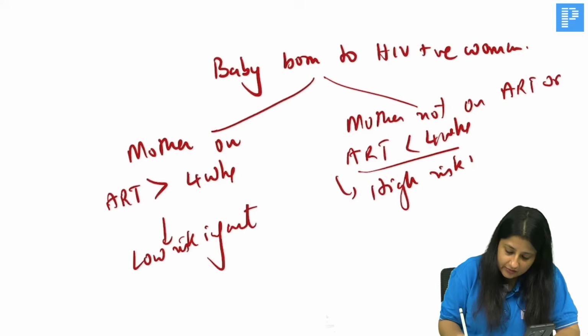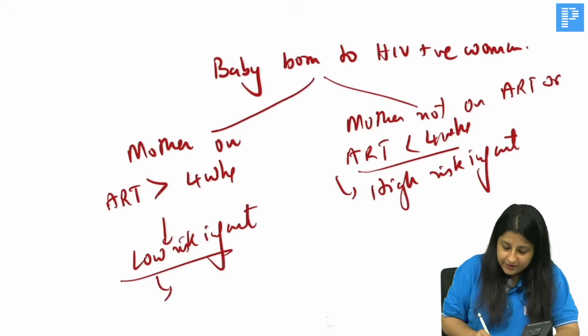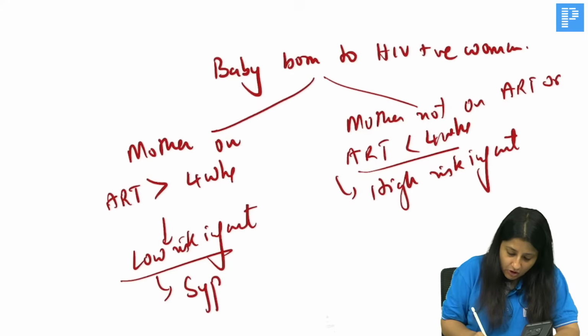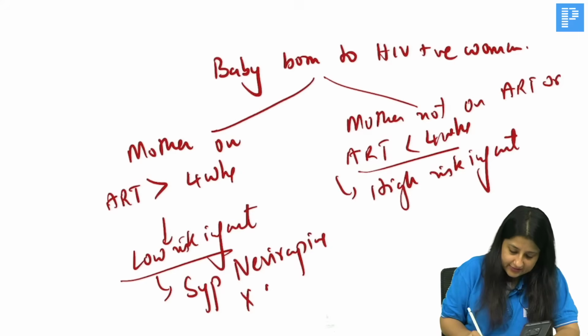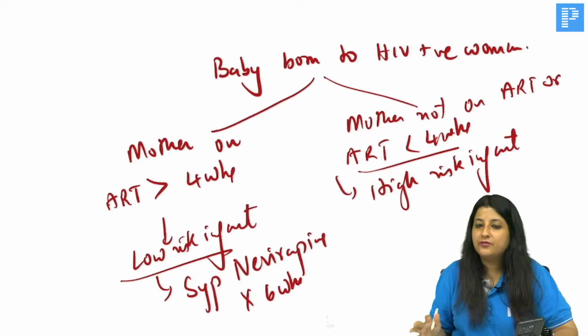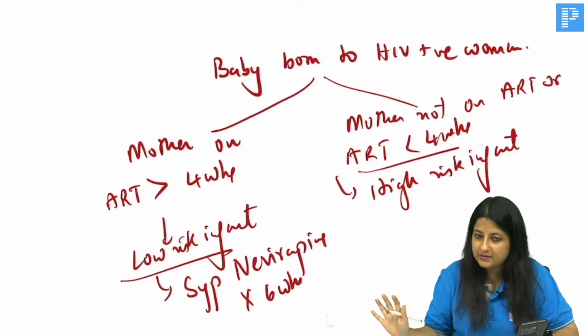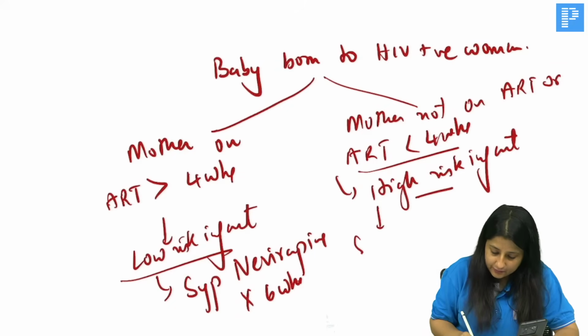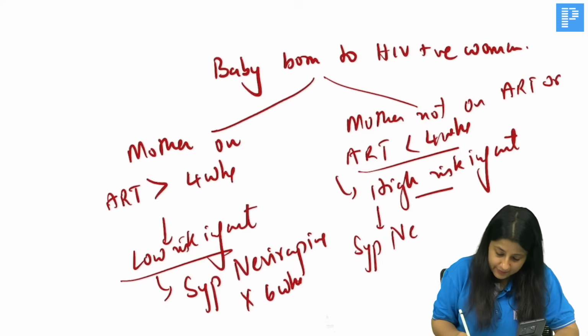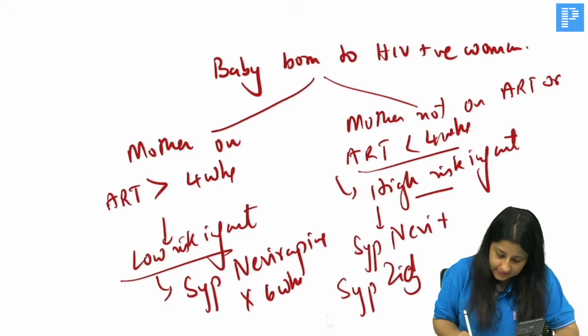Now what are your drugs of choice? Anybody can tell me? Low risk infant, you will simply put the baby on syrup nevirapine for 6 weeks, irrespective of the type of feeding, breastfeeding or replacement feeds. But in a high risk infant, what will you add? Syrup nevirapine plus syrup zidovudine.